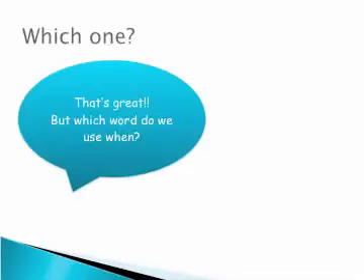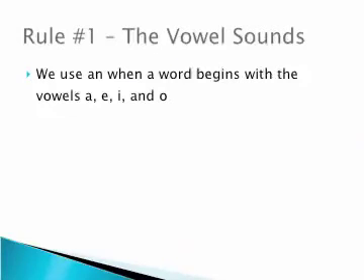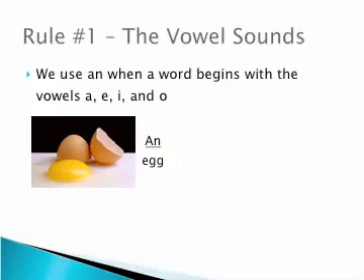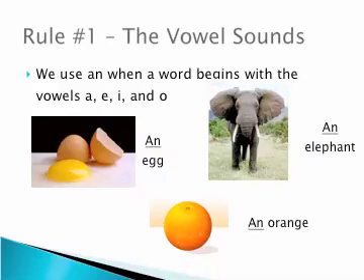But the question is, that's great, but which word do we use when? When do we use "a" and when do we use "an"? Well, there are basically three rules. Rule number one is what I call the vowel sounds. We use "an" when a word begins with the vowels A, E, I, or O. So, an egg, an elephant, an orange.